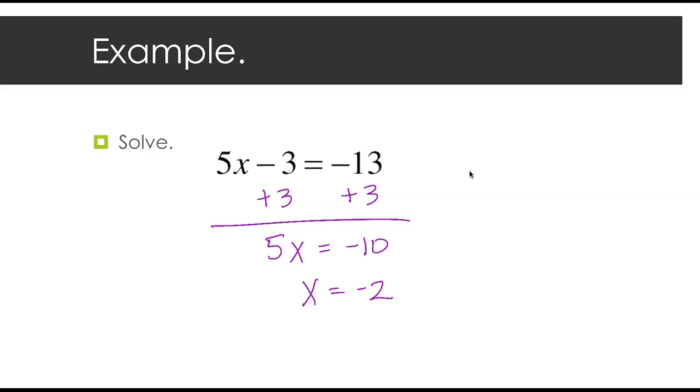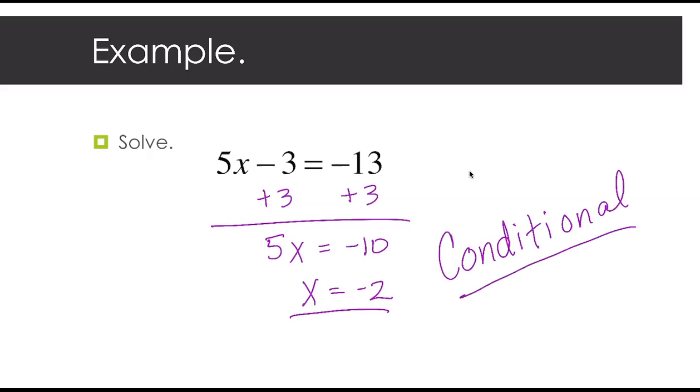Conditional. So again, you're going to have two answers. You're going to have your actual solution, and then you're going to classify it. If they are doing this in web work, it may be two separate parts. So part A, you would say x equals negative 2, and the next one, maybe it's a multiple choice and you select conditional, identity, or inconsistent.